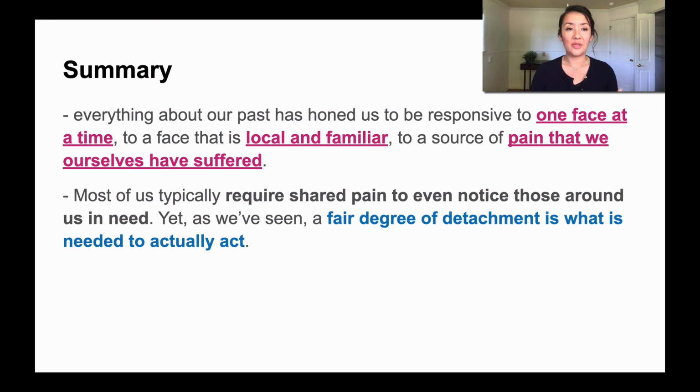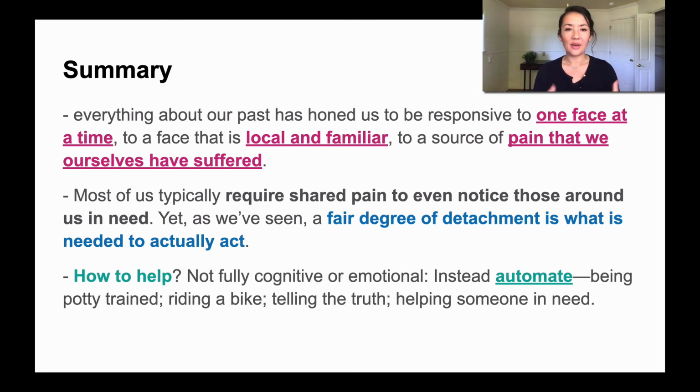However, a fair degree of detachment is needed to actually act. You can't feel too much pain. You can't faint when you see blood. You have to have some amount of detachment in order to effectively help an individual. And finally, how do you actually help? It can't be a fully cognitive process or a fully emotional process. You can't actively work to hold in your mind that you need to help people all the time, and you also can't entirely rely on your emotions.